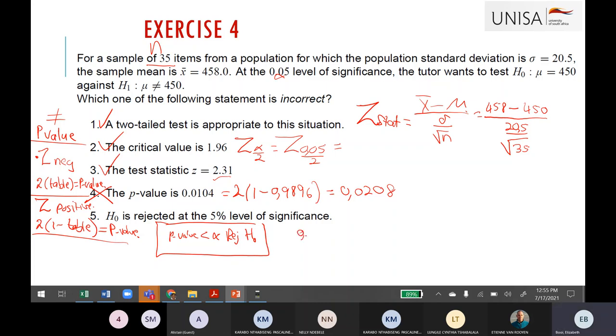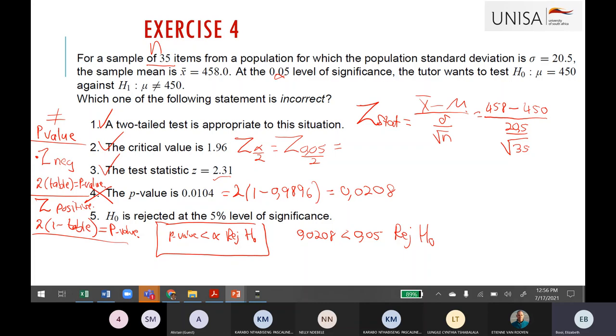It was 0.0208. Our alpha, it's 0.05. Is this less than that? Yes, it is. We're going to reject the null hypothesis.